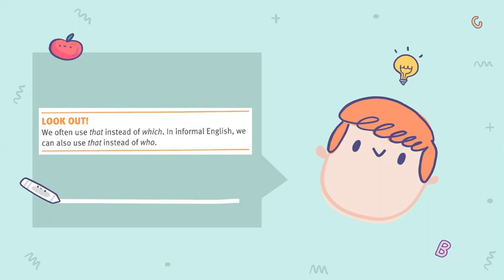This is not usually used in formal English. So in formal English, this would be wrong, but in informal English, that is a pretty safe option if you're not sure which one to use when talking about people and when talking about animals and non-living things, objects, nature, and stuff like that. But in formal English, you need to still be mindful of this difference. In formal English, you can use that instead of which, but not instead of who. So who will always need to be used if you're talking about people in formal English.